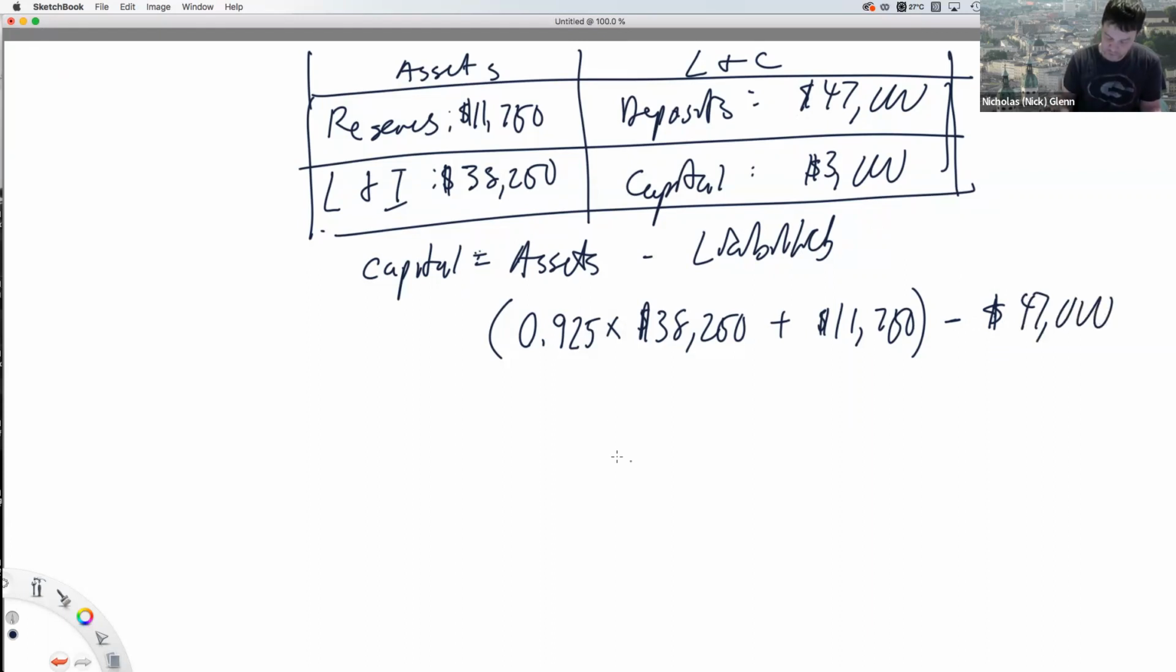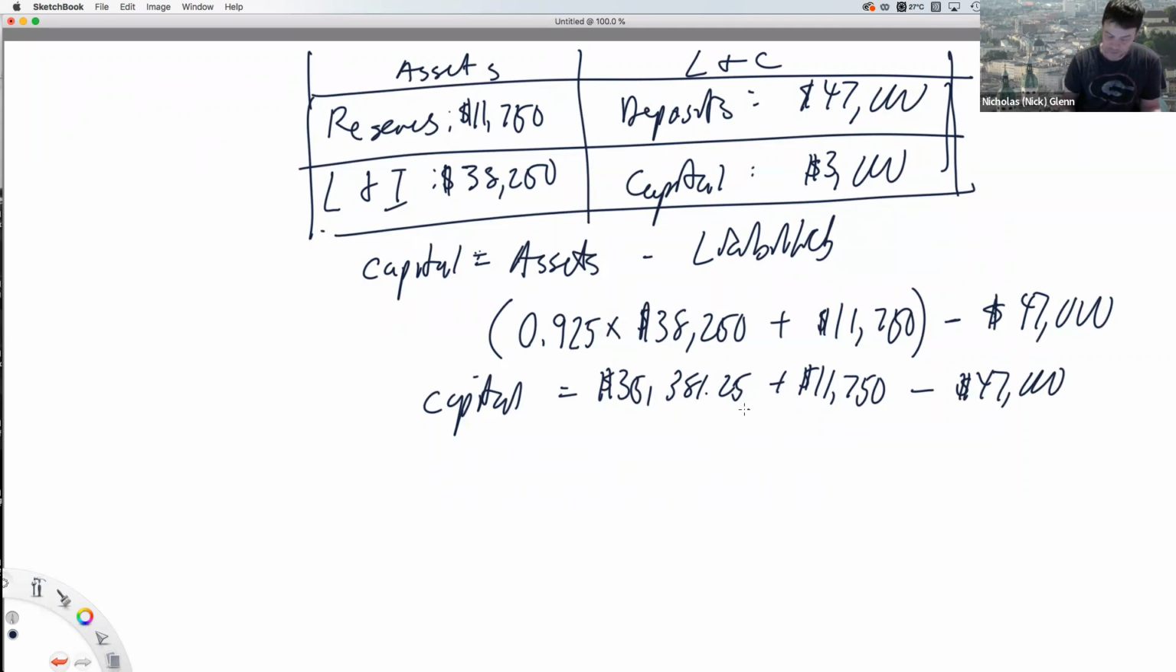Okay, so let's figure this out. Let's see if there's any capital left or if it's negative. So 0.925 times 38,250. That'll be 35,381.25, plus 11,750, minus 47,000.